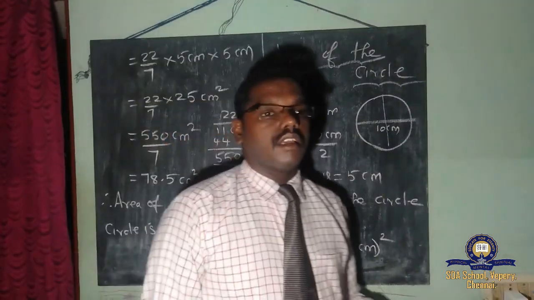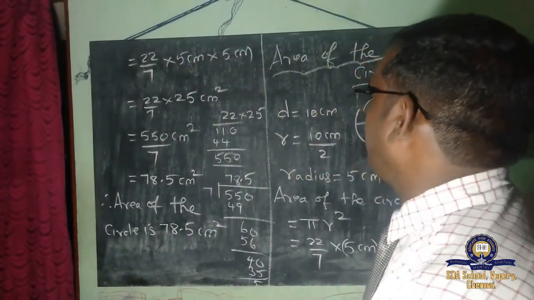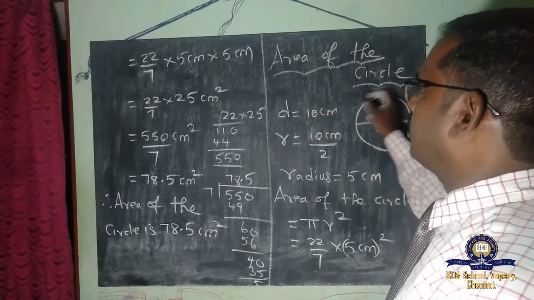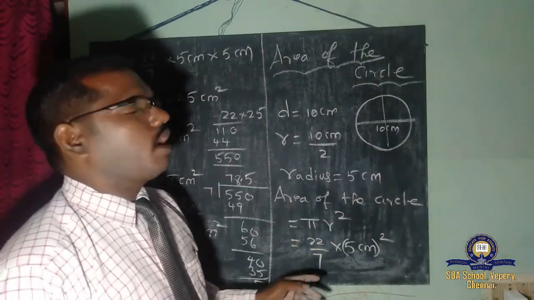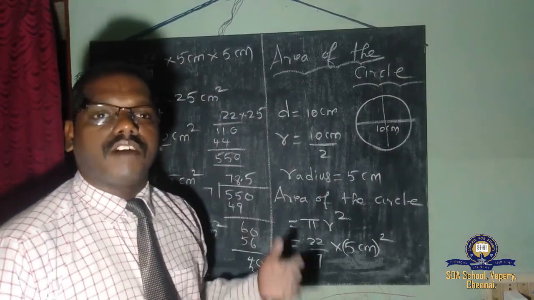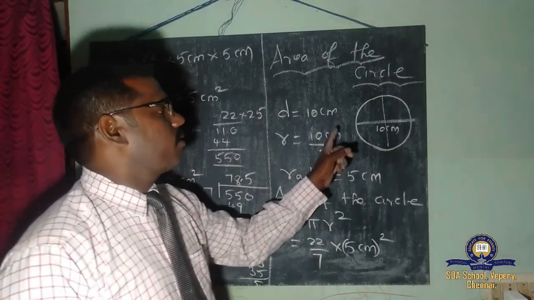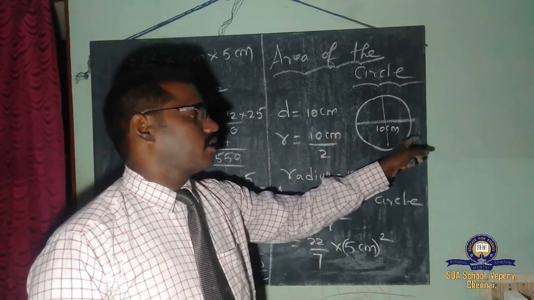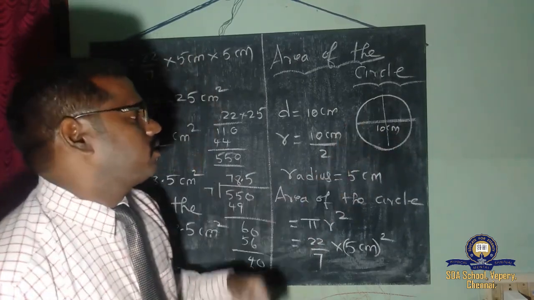It's okay, students. Then we have come to the next part now. We need to find out the area of the circle, isn't it? I have drawn the circle like this. According to the given diagram, what was the side of the square? The same thing is the diameter. The side of the square was 10 centimeter, so the diameter is also 10 centimeter.